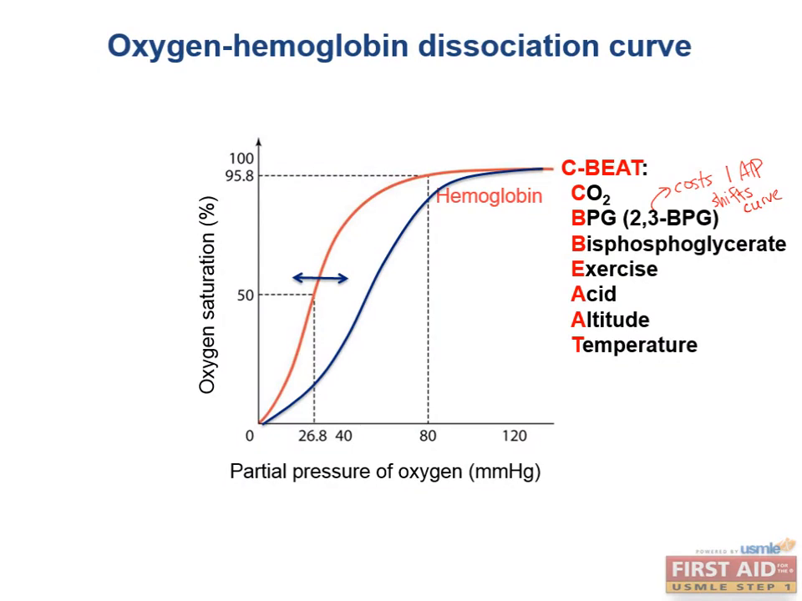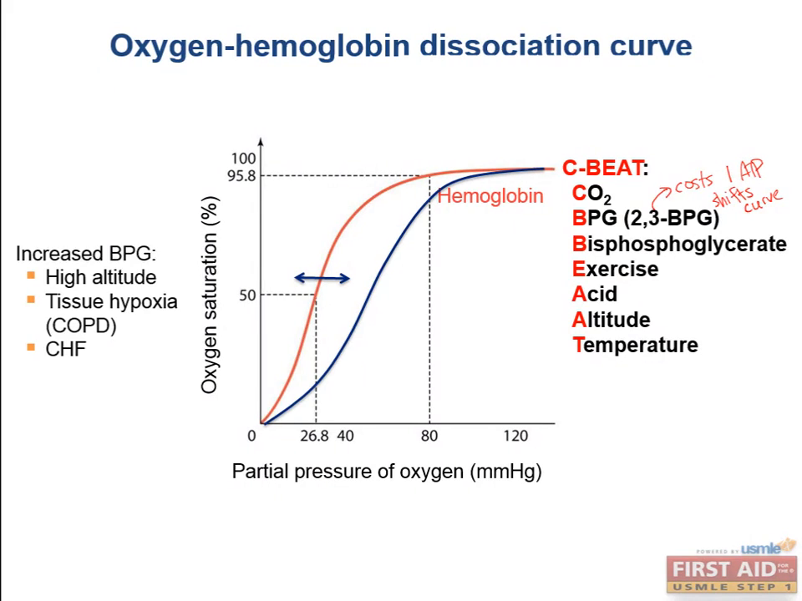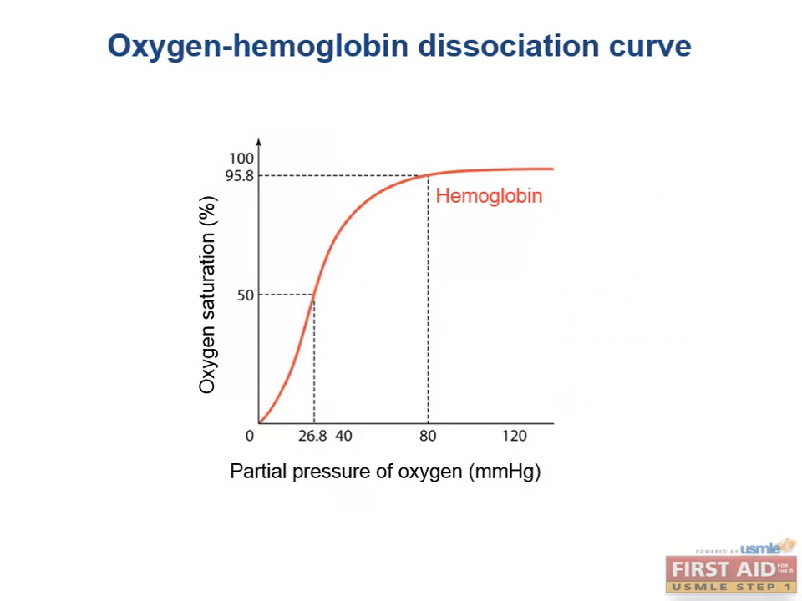You usually see more 2,3-BPG when there is tissue hypoxia, like in COPD and in CHF, which you saw in cardiology. Not surprisingly, if you decrease these C-BEAT factors, you can get a left shift of the curve, which means increased affinity of hemoglobin for oxygen, thus less unloading of oxygen to the tissues. As we discussed earlier, fetal hemoglobin also shifts the curve to the left because it has a higher affinity for oxygen than adult hemoglobin. Why is this important?